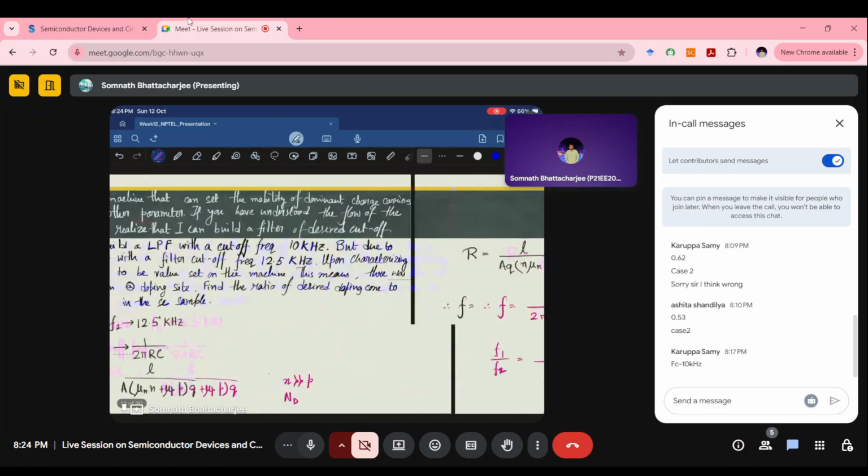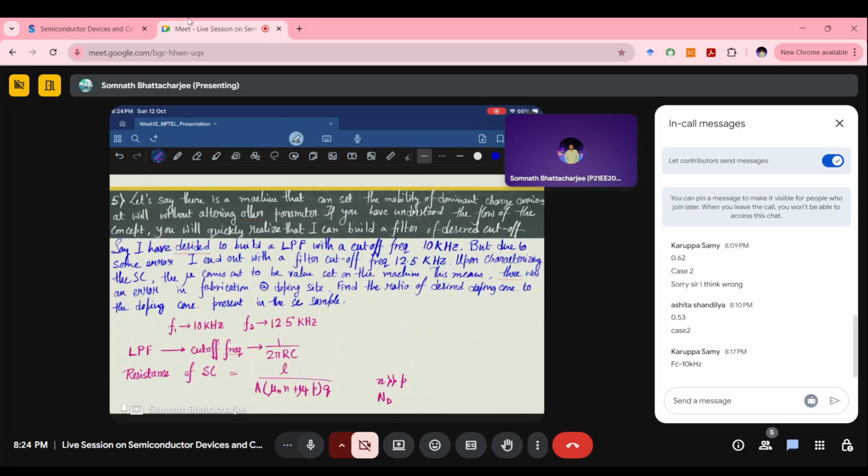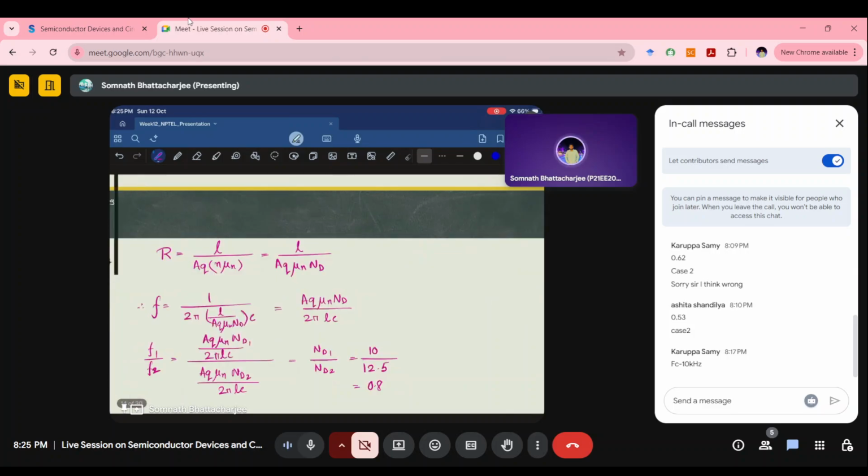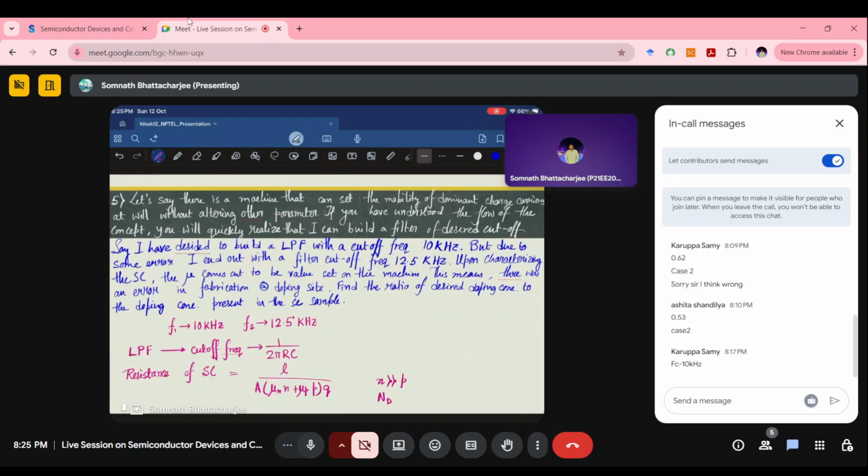Sir, but in this type of question, do we always assume n is greater than p? No, not necessarily. And if p is greater than n, then the same thing will happen, right? Just, okay, second. Let's say P was greater than N, so the doping would have been Na, right? This is the basic difference. So the equation would have been L by A P mu P Q, and this P value would have been Na. That's it. Everything would have remained the same. Okay, sir, okay.